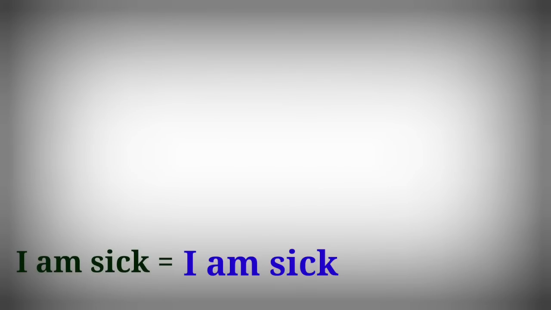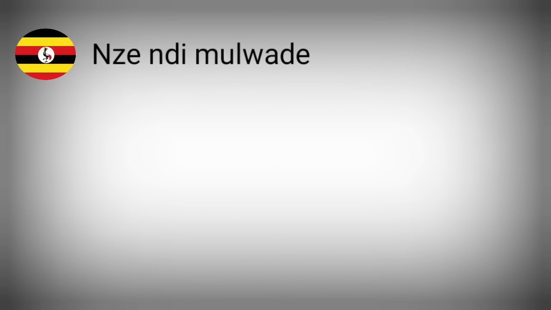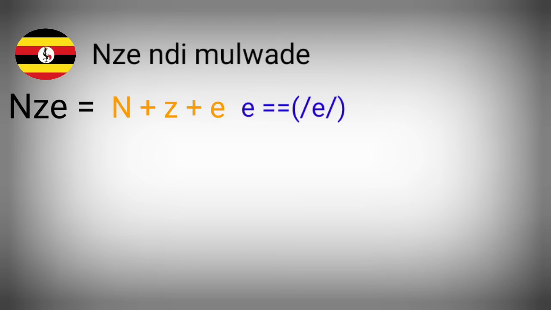Let's proceed. In Luganda, I am sick is Nze ndi mulwadde. Remember, Nze comes from N, Z, E. Is that a vowel letter? Yes, and it is E. How is E pronounced according to vowel letters? A. So N, Z, E will form Nze.